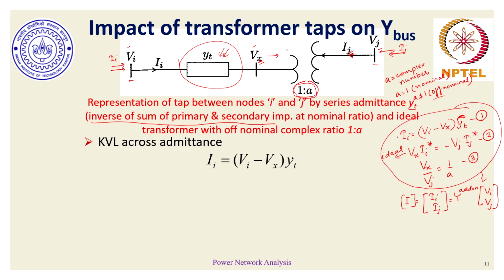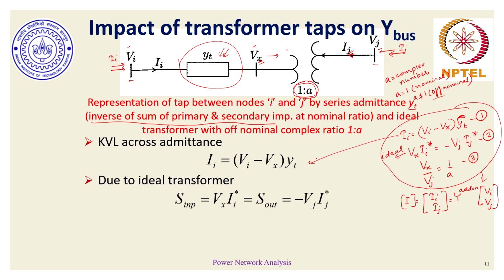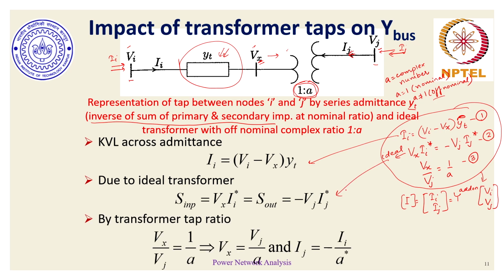So I have my first equation, as I mentioned. Then power loss in an ideal transformer doesn't exist, so input power should be the same as output power, and finally the voltage ratio. From there I can also find the corresponding current transformation. So if I rearrange these equations, I have Ii here. I need to substitute Vx in terms of Vj, which I can do by using this equation.